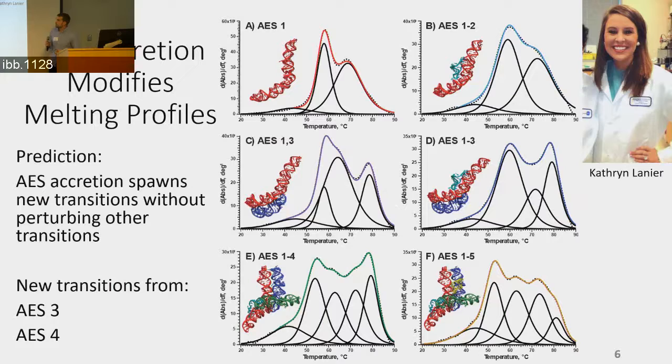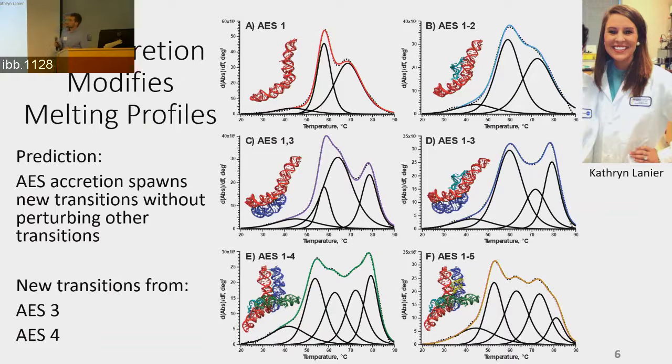Maybe first we'll start off by looking at panel A here, where we see the structure of AES1, and then in this solid colored line we see the derivative of the melting curve of AES1. In the dotted line, we see the fit of that curve, and in the solid black lines, we see what we're really interested in, which is the individual transitions that make up that fit.